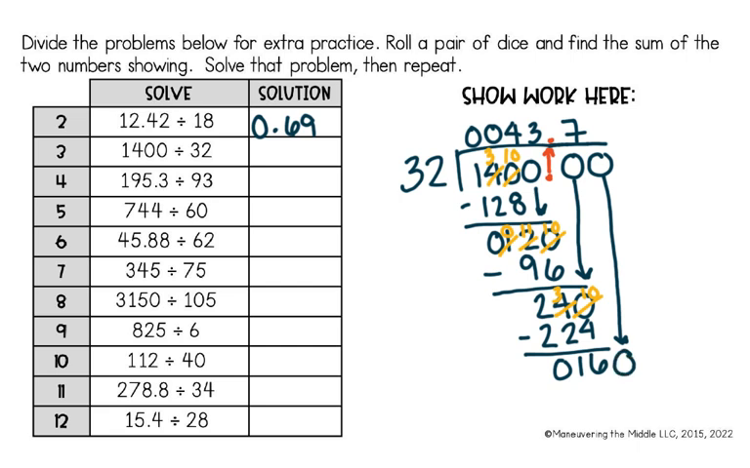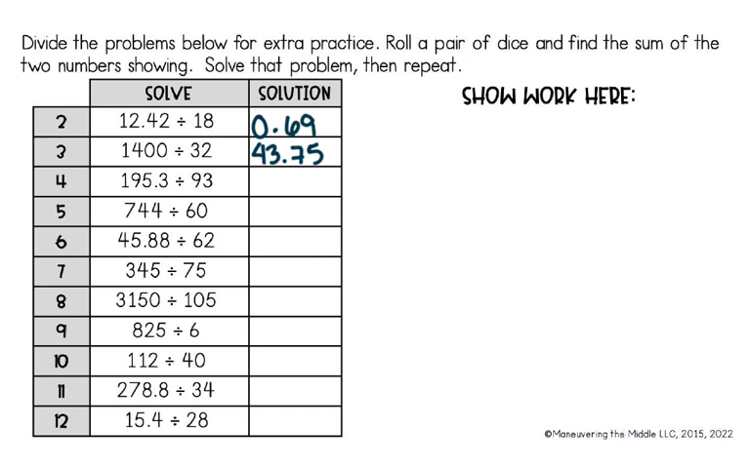And 32 can go into 160 5 times. And 5 times 32 is 160. Go ahead, subtract, and I get 0. So we are officially done. So our answer is 43.75.